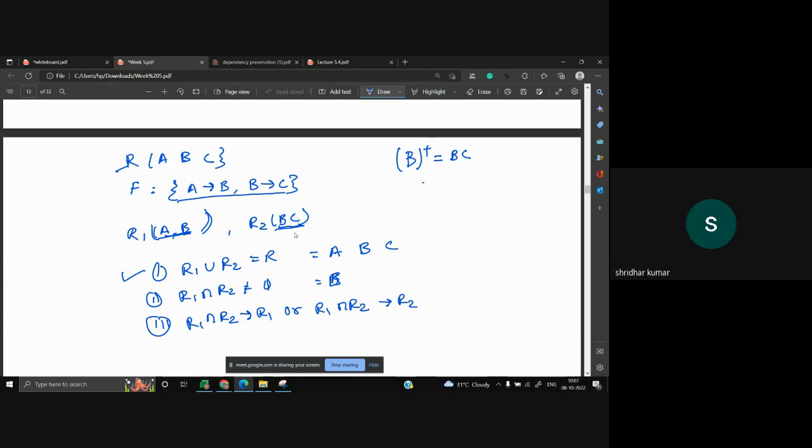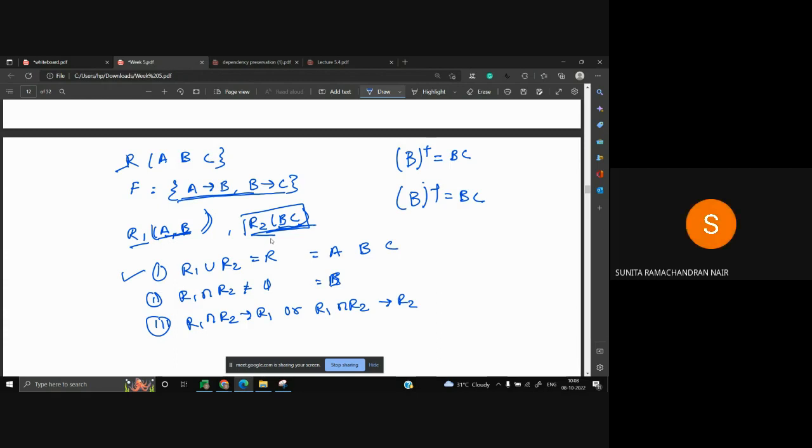Sir, can you explain the third part once again? Okay. So you have to find the common attribute. Here B is the common attribute. It should be a key in either table: a key in the R1 table or a key in the R2 table. So you have to find the B closure with the help of this functional dependency. We get BC, so we can say that B is a key in the R2 table, because with the help of B we find all the attributes.